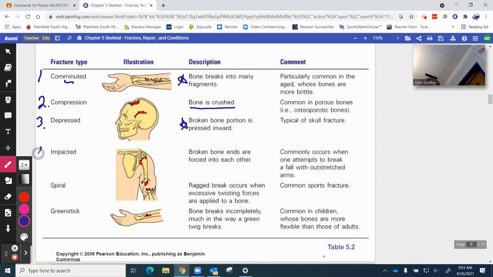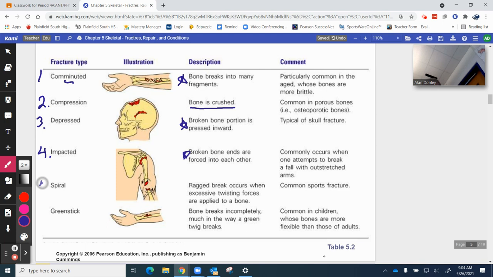The fourth type that we have is what's called the impacted fracture. This is where the ends of the bones are forced against each other. Two basic places we normally see these are in the shoulder girdle, where the humerus gets shoved up into the scapula, and in the pelvic girdle, where the femur gets shoved up into the pelvic bones.